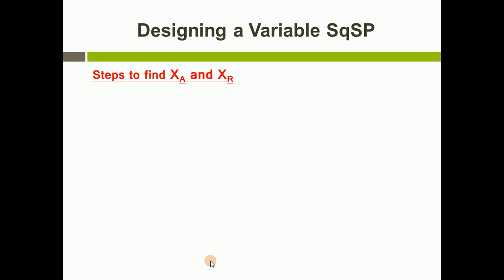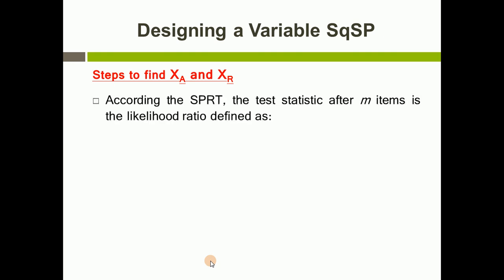Now we need to see how we can find the acceptable limit XA and the rejectable limit XR, because actually these are the main things we use in order to design a variable sequential sampling plan. So it would be the same as we have seen in the attribute sequential sampling plan. Again, we will depend on SPRT, the sequential probability ratio test.